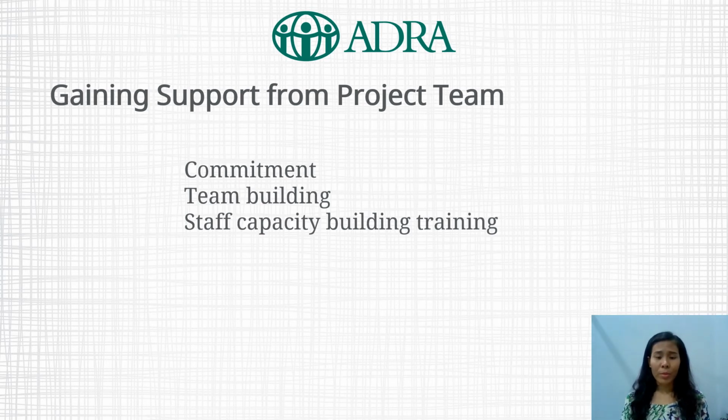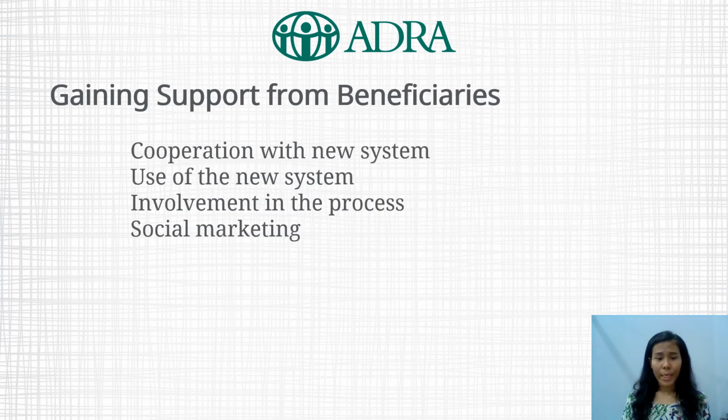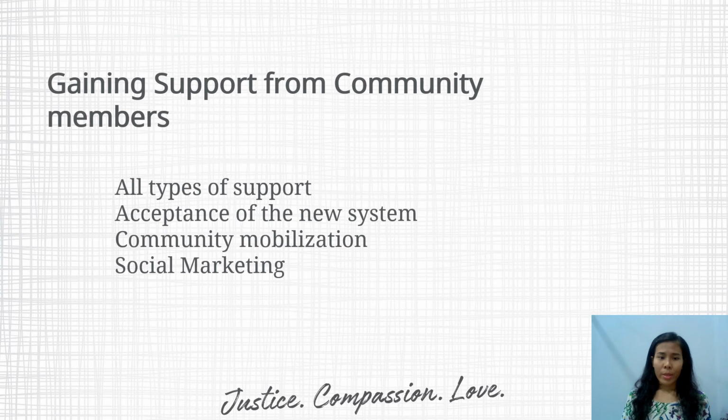So maybe team building will help, and also staff capacity building training. And also gaining support from beneficiaries. So cooperation with the new system, use of the new system, involvement in the process, and social marketing. And gaining support from community members. So all types of support we need to gain from community members: acceptance of the new system, community mobilization, and social marketing.